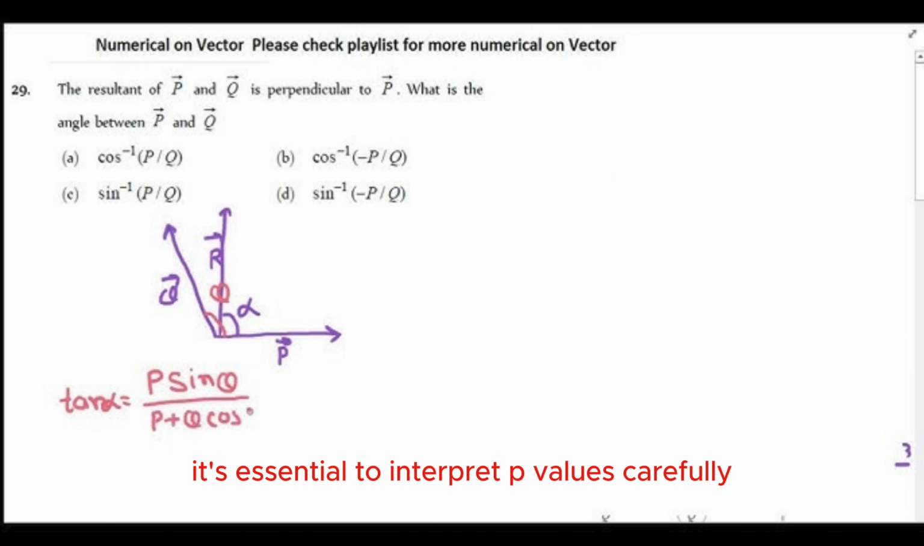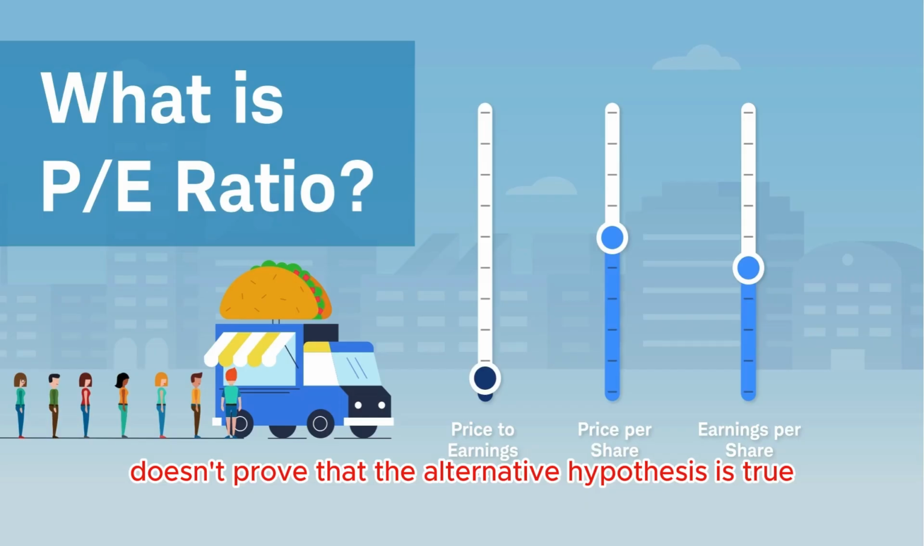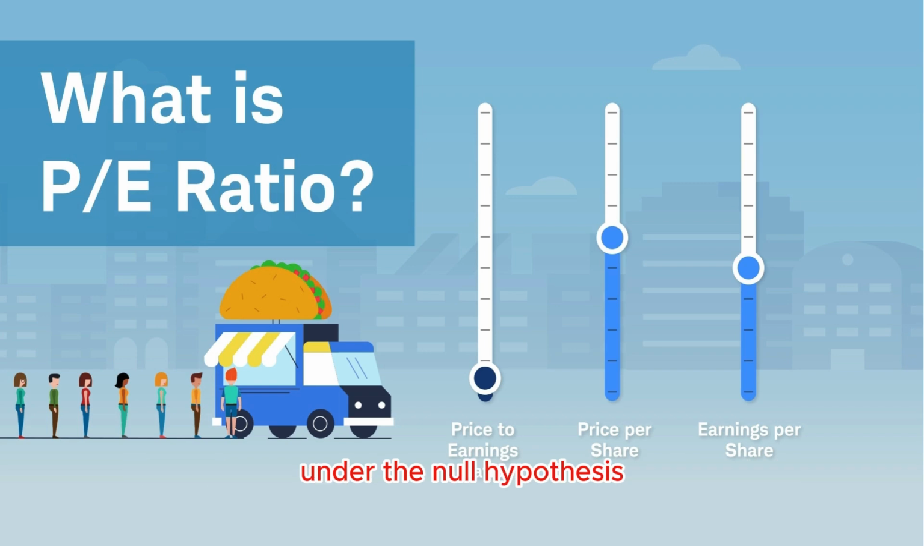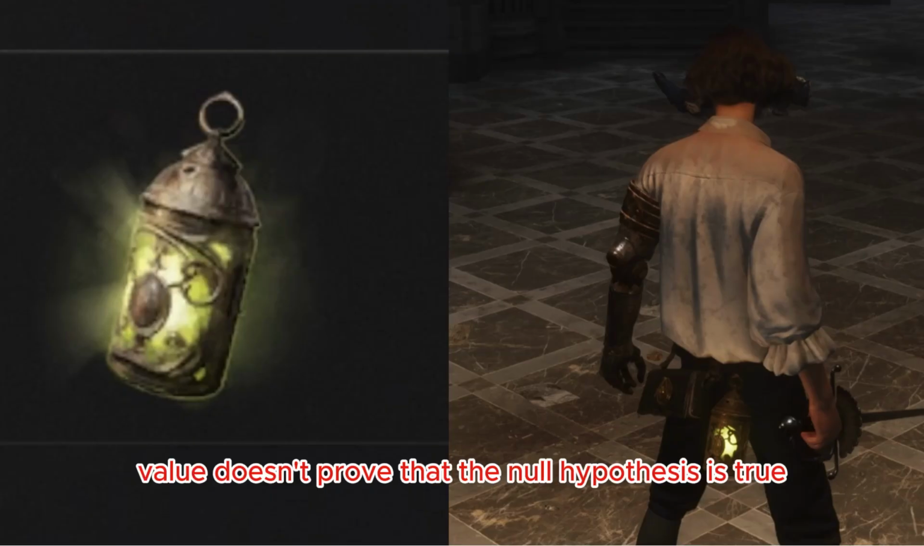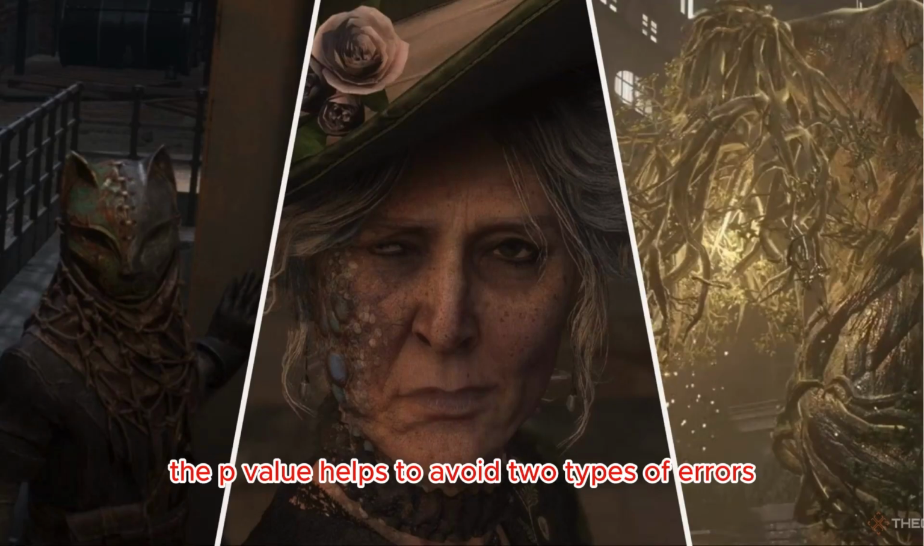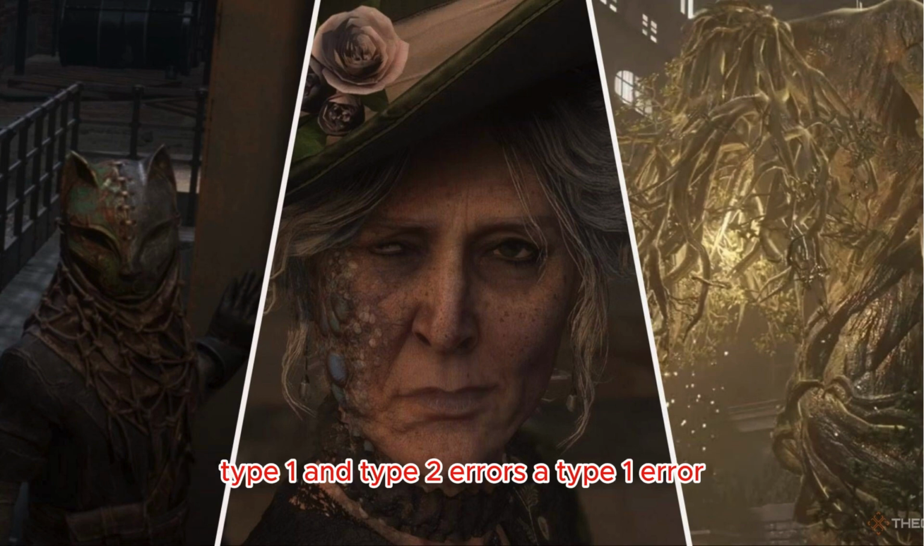However, it's essential to interpret p-values carefully. A low p-value doesn't prove that the alternative hypothesis is true. It merely suggests that the observed data is unlikely under the null hypothesis. Conversely, a high p-value doesn't prove that the null hypothesis is true, only that the data doesn't provide strong evidence against it. In hypothesis testing, the p-value helps to avoid two types of errors, type 1 and type 2 errors.